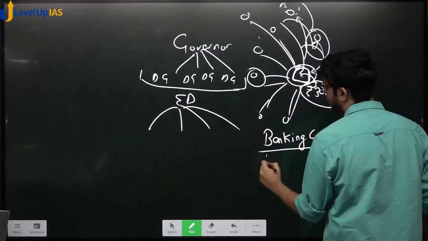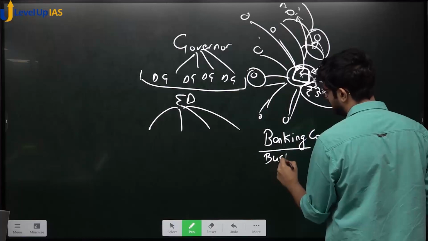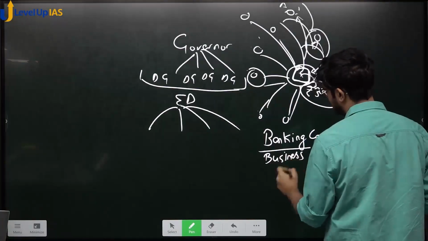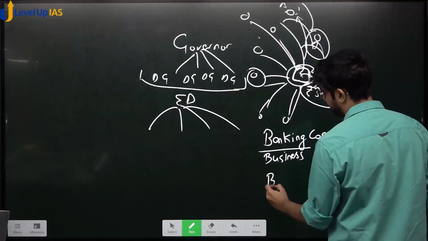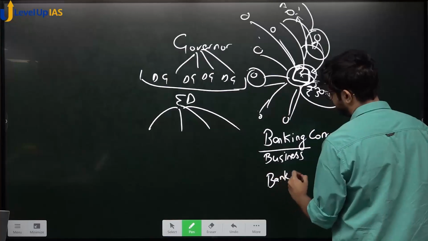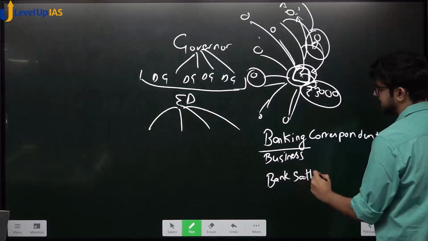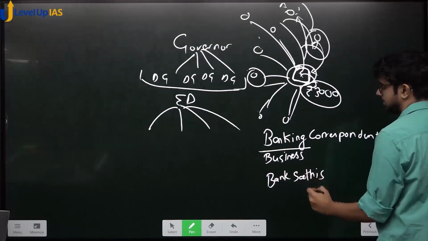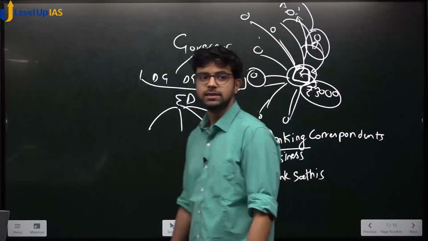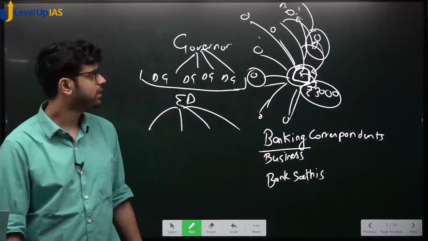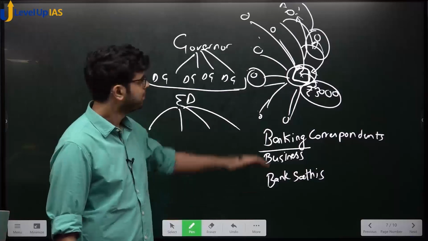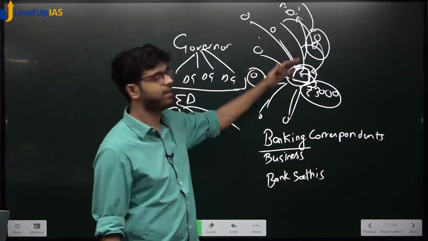These people are also called business correspondents in some literature which I have read. They are also called bank sathis. Okay? Did you understand who they are? They are nothing but people who provide banking services by traveling.